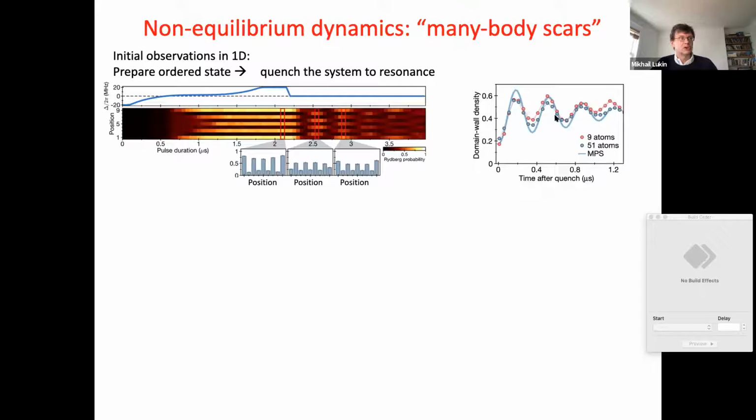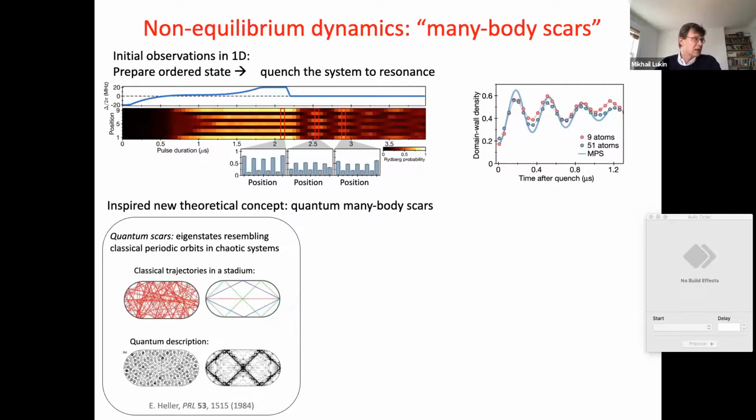Actually, I must say, at the time, we were quite puzzled. So when we first published it, we really did not know what is going on. And since that time, there was quite a bit of theoretical work trying to explain these observations. And I think maybe the most elegant of those explanations are in terms of a concept which by now is called quantum many-body scars.